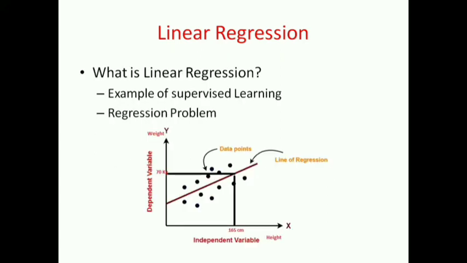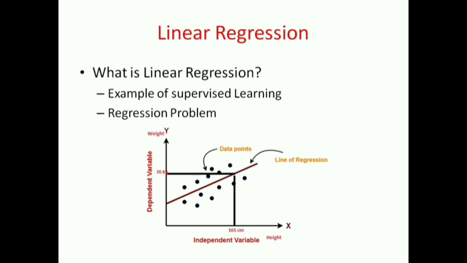So the very first question is, what is linear regression? Just take an example that you have a data set between height and weight. The x-axis represents the height in centimeters, the y-axis represents the weight in kilograms, and the black dots represent the data points. Suppose someone asks you, what can be the weight of a person whose height is around 165 centimeters? What will you do here?